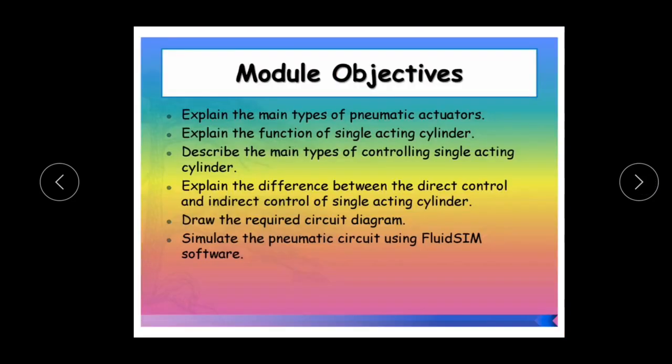Let's move on. Yes, dear students, coming to the main objectives of this module, which are given below. Explain the main types of pneumatic actuators, explain the functions of a single acting cylinder, describe the main types of controlling a single acting cylinder, explain the difference between the direct control and indirect control of single acting cylinder, draw the required circuit diagrams for both the systems.